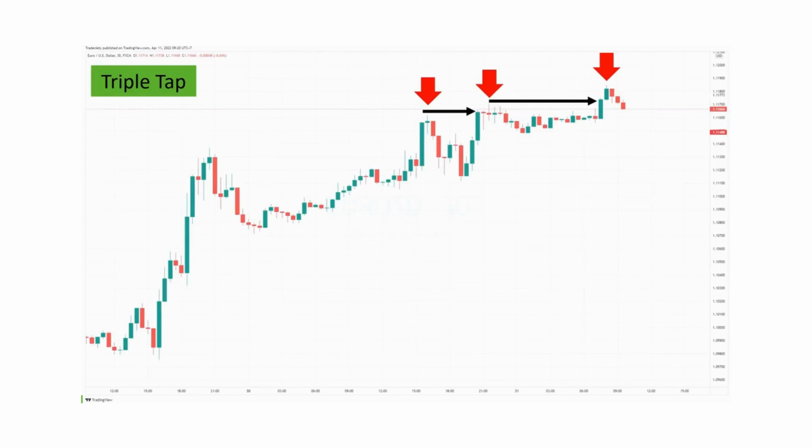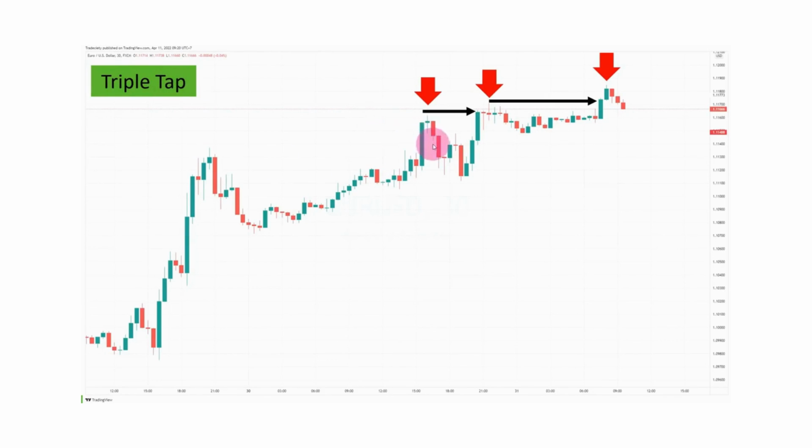Triple tap, one of my favorite patterns. It's a very, very important pattern to note. The triple tap can help you understand when trends are likely to end and be over. Ideally, you want to look for a triple tap in an existing trend. So if the market has been trending for a long time and then you see a triple tap, that's where you want to really get interested.